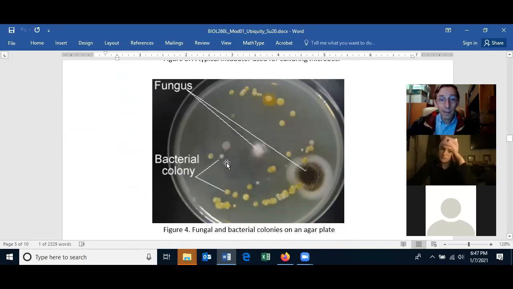Here we can see bacteria colonies. You notice their border is distinct, clearly demarcated. They're smaller colonies than the fungal colonies. And you notice how these are fuzzy or hairy looking, and that's just that fungal colonies look hairy or fuzzy looking. Any questions on any of that?